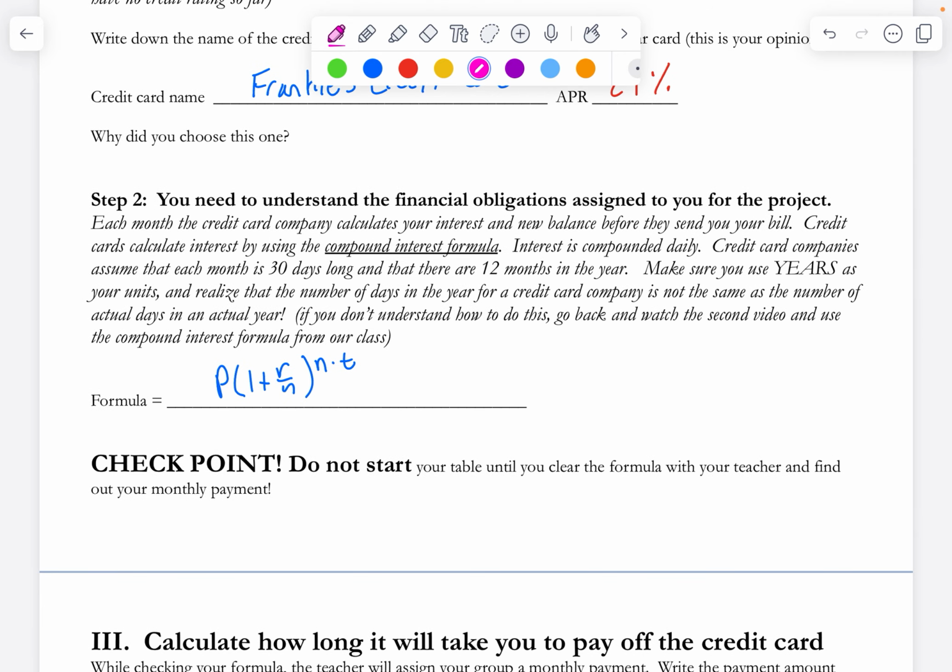Okay. So one thing to note about credit card companies that is going to come into play here is that credit card companies use a compound interest formula. Interest is compounded daily, but they assume that each month is 30 days long and that there are 12 months in the year. So they don't actually calculate to 365. They calculate days to 360 because of assuming that there's 30 days in a month. So make sure you use years as your units. And so because we have to use years as our unit of time, we actually are going to have a slightly different looking formula.